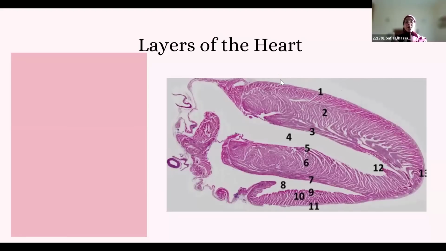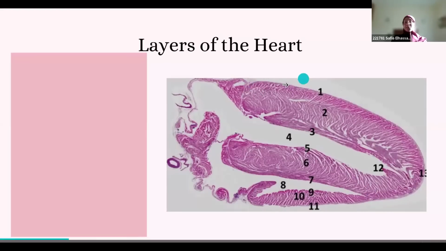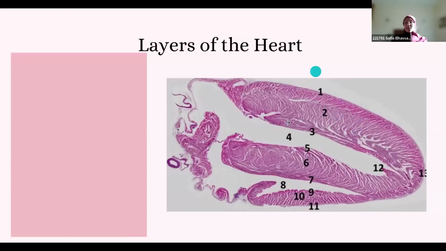The prefix epi just means over or upon, so it refers to the outermost layer of the heart. And this would be the epicardium of the left ventricle. So how can we tell that this is the left ventricle and not, for example, the right ventricle? Yes, exactly. This has a thicker wall.